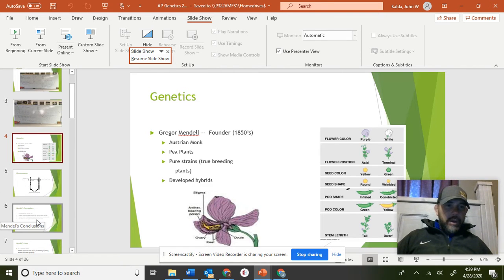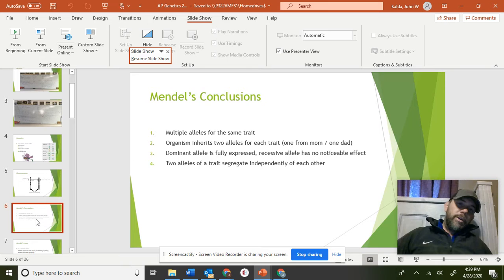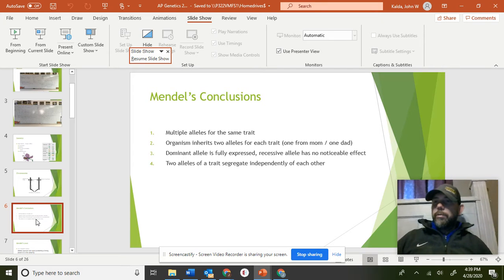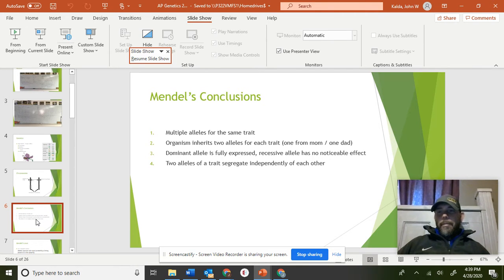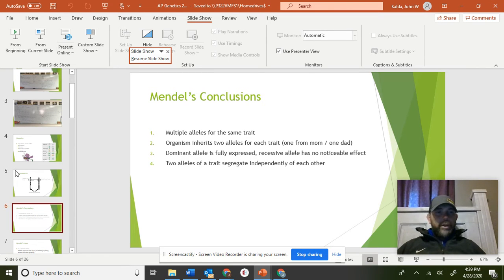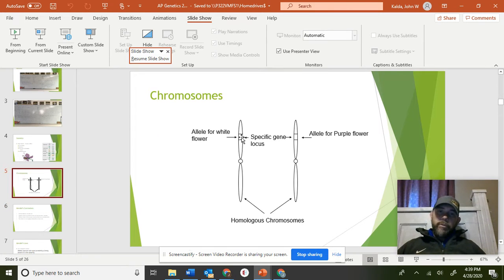So anyway, giving credit to Gregor Mendel, there are 4 different conclusions that he came up with when he was studying the pea plants many years ago. Number one, multiple alleles for the same trait. When we take a look at the chromosomes, we're going to have multiple alleles found on those chromosomes. A specific example would be the flower color that he studied: there's an allele for the white flower color, and there's an allele for the purple flower color.